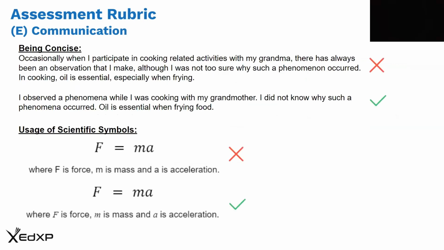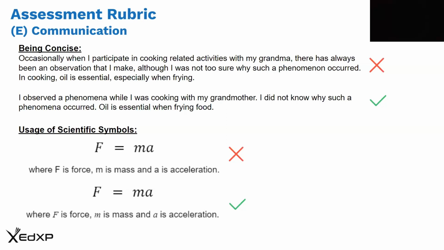Communication. Define all key terms that are used, be concise, and use scientific symbols where appropriate. Here are some examples of what I mean. As for being concise, on the top, I have a real example from a student's IA. We can cut the fat from the top paragraph and shorten it simply to: I observed a phenomenon when I was cooking with my grandmother. I did not know why such a phenomenon occurred.